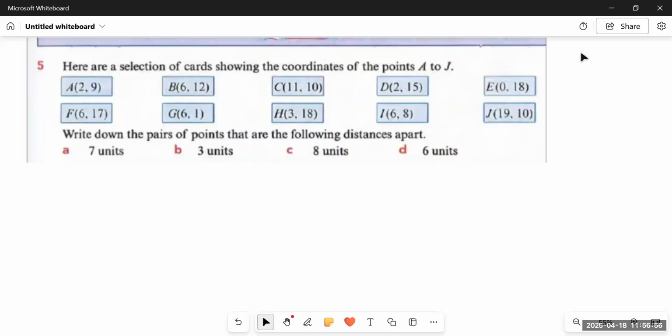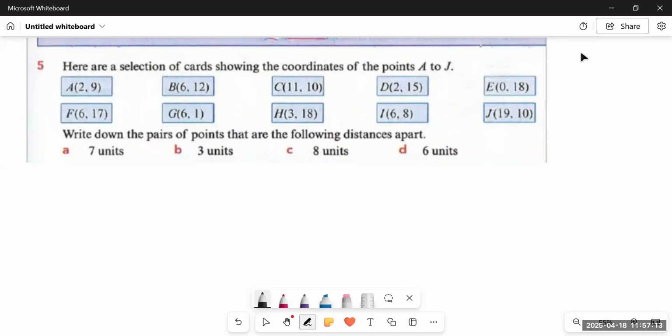Okay, now in question number 5, it's a very interesting question. They have given us a selection of cards showing the coordinates of the points A to J. As you can see, A is 2,9, B is 6,12, and so on. Then they're saying write down the pairs of points that are the following distances apart.